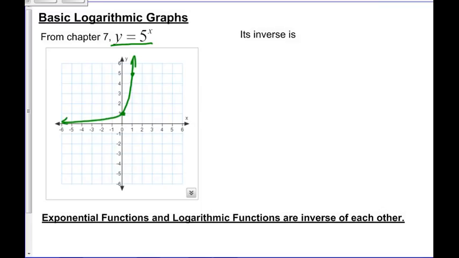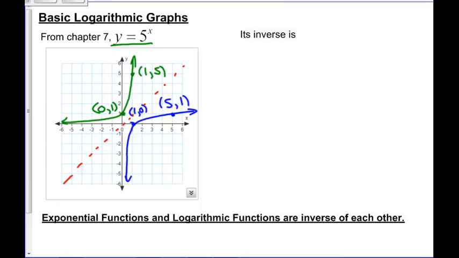Now let's consider its inverse. Okay, well, first of all, if this one has the point (0, 1) and (1, 5), its inverse is going to contain the point (1, 0) and (5, 1). And it's going to look like this, so that they're reflections of each other through that 45-degree line. Okay, so graphically, that's definitely what the inverse is.